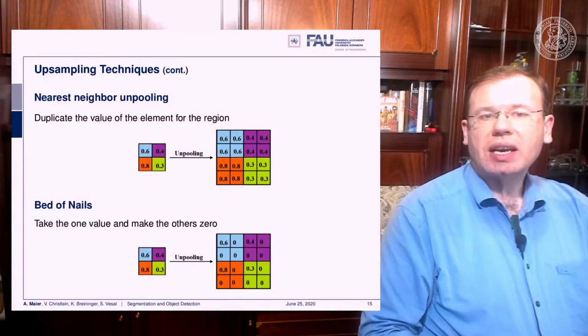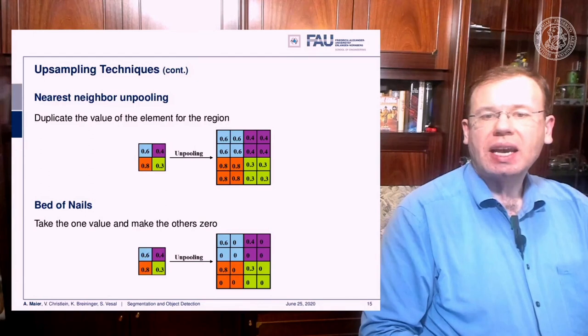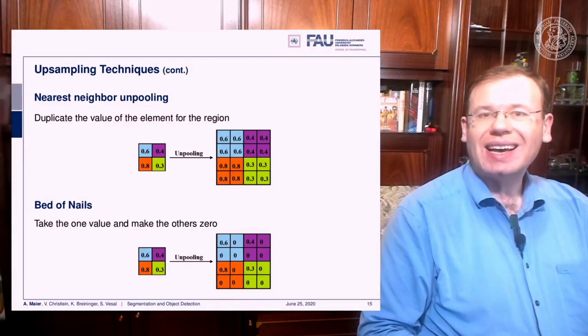Of course, you can do something like nearest neighbor unpooling. There you simply take the low resolution information and you unpool by taking the nearest neighbor. There's the bed of nails unpooling, which takes just a single value and puts it at one of the locations, so the remaining image will look like a bed of nails. The idea here is that you just put the information at the position where you know that it belongs, and then the remaining missing entries should be filled up by a learnable part that is introduced in a later step of this network.